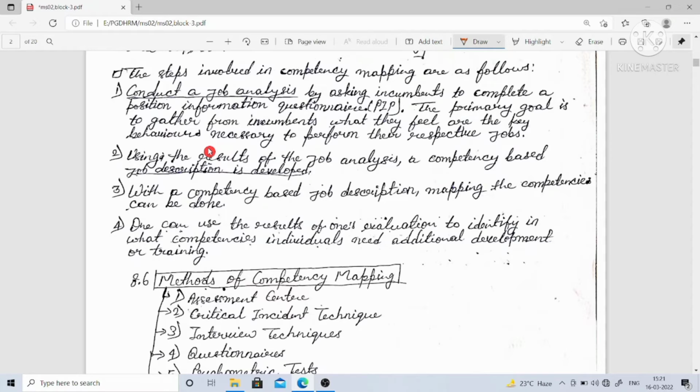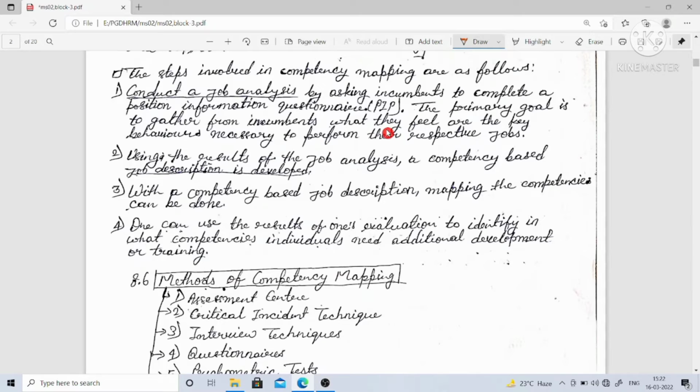So first, conduct a job analysis by asking incumbents to complete a position information questionnaire. The primary goal is to gather from incumbents what they feel are the key behaviors necessary to perform the respective jobs.